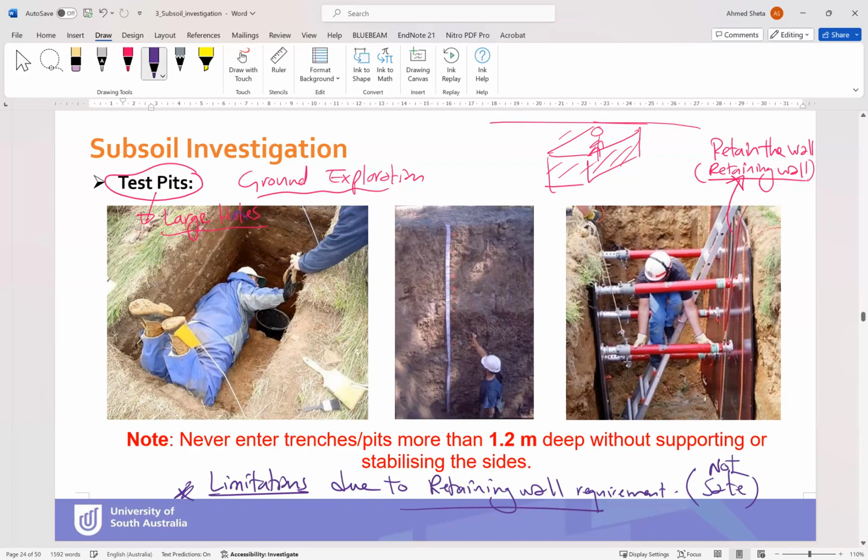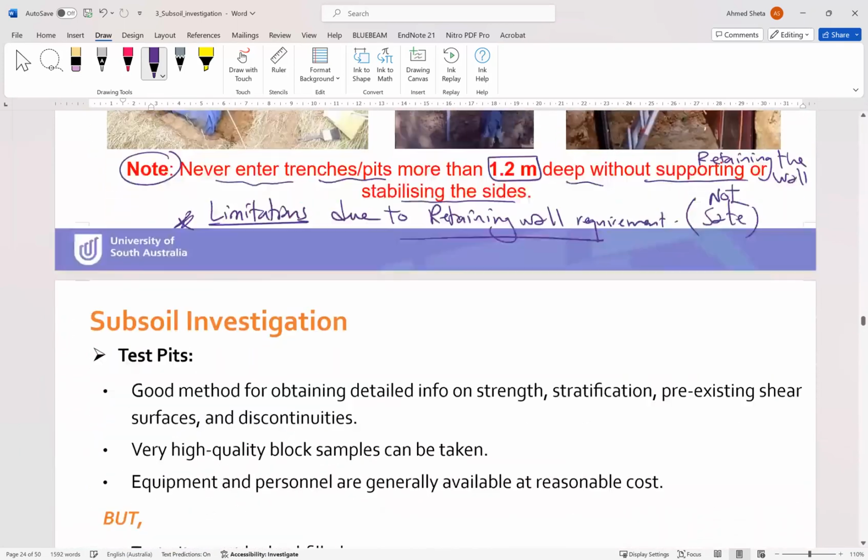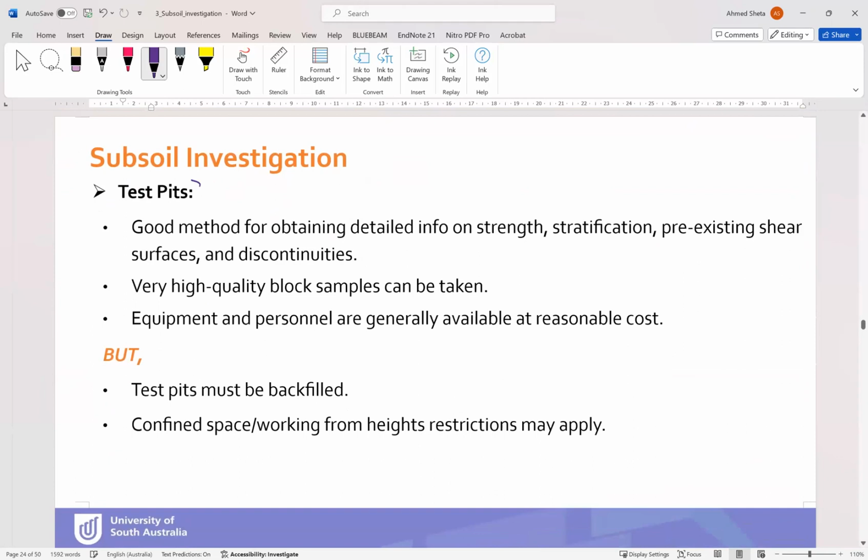Sorry, you cannot go very deep, because if you go deeper it will be more costly, as you will need a retaining wall. Okay, so you have a note here: never enter a trench or pit more than 1.2 meters deep without supporting and stabilizing the site, or we can mention retaining the walls of the hole. So this is the limitation of the method, and here are some advantages of the method.